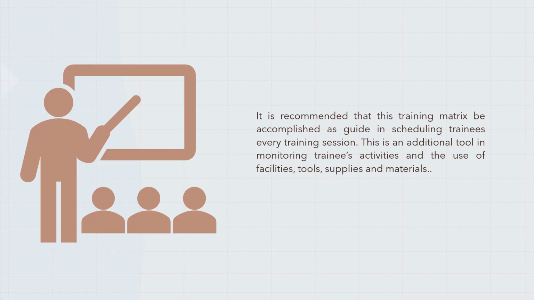So it is recommended that this activity matrix be accomplished as a guide in scheduling trainees for every training session. This is an additional tool in monitoring trainees' activities and the use of facilities tools, supplies, and materials. So aside from monitoring their performances, this will also help us to organize, to schedule carefully so that they can really use, okay, the availability of these resources based on the schedule that you have assigned to them. So in other words, you can really assure and guarantee that during this particular date and time, this particular trainee can use these specified tools.